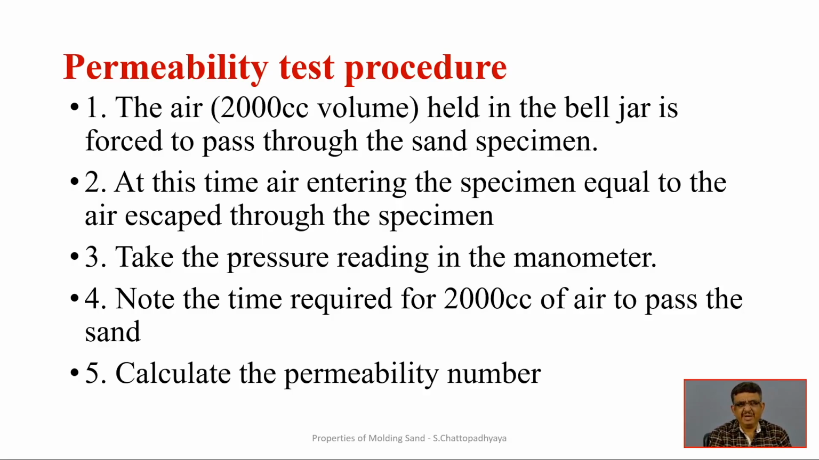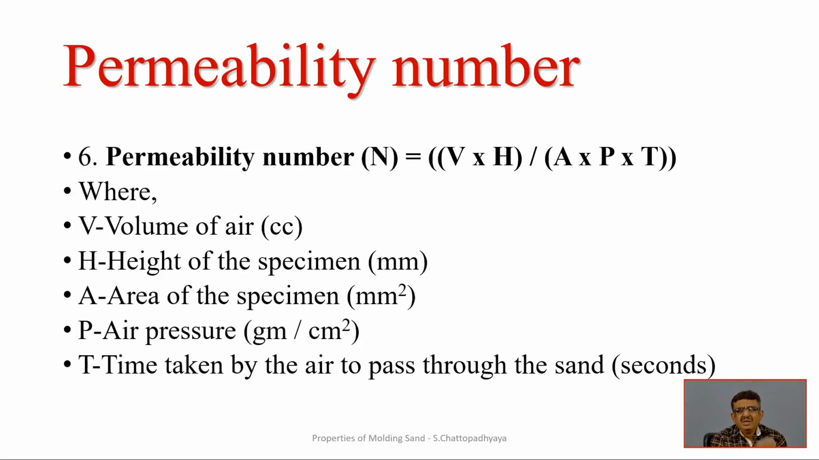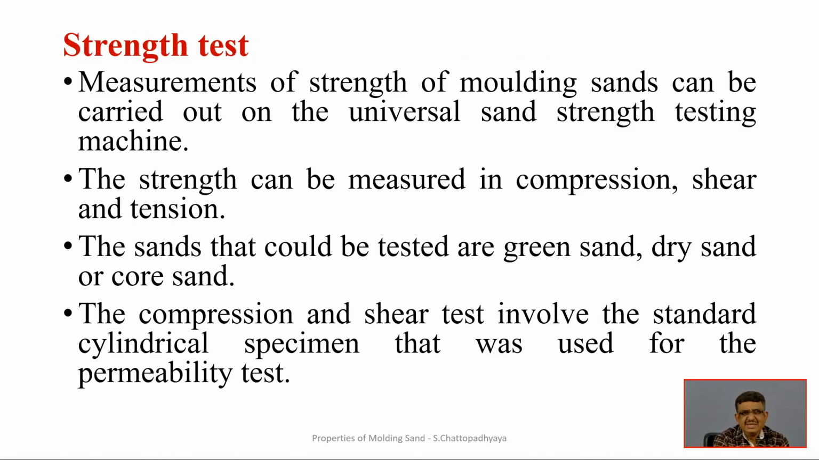So, this is a very standard procedure for calculating permeability. Permeability has a very big role to play in casting products. It has a standard formula: N is equal to V into H divided by A into P into T, where V is the volume of air, H is the height of the specimen, A is the area of the specimen, P is the air pressure, and T is the time taken by the air to pass through the sand.